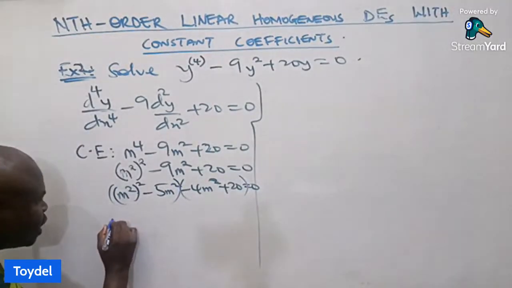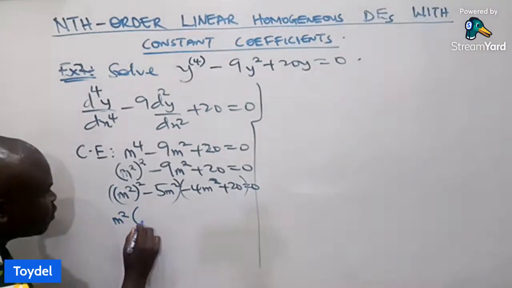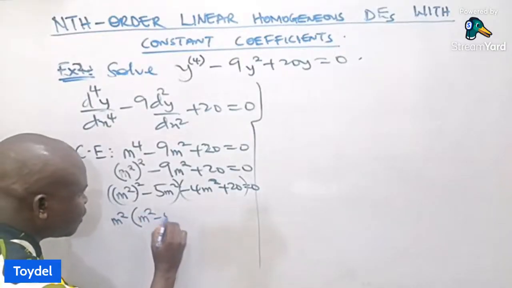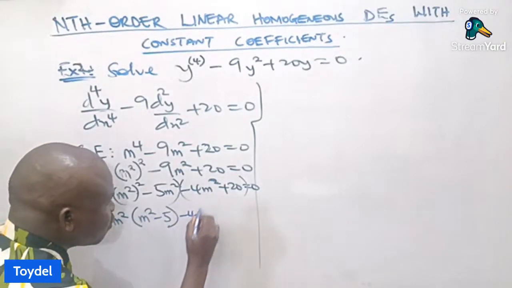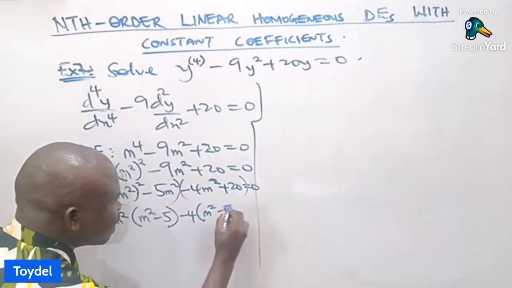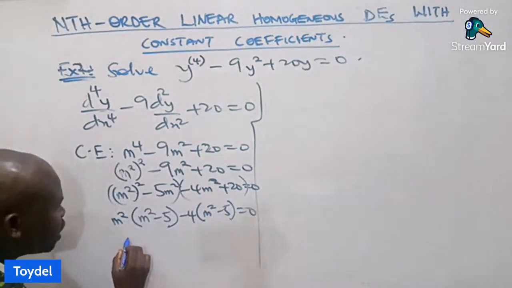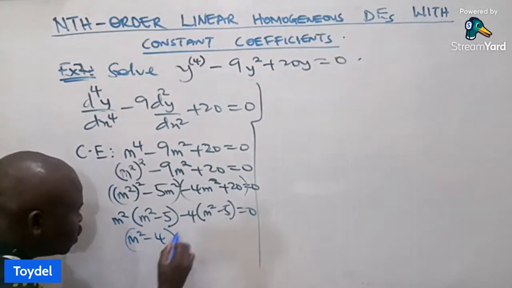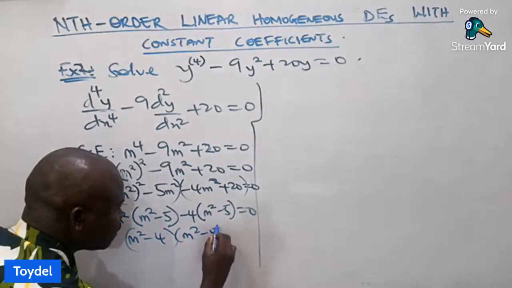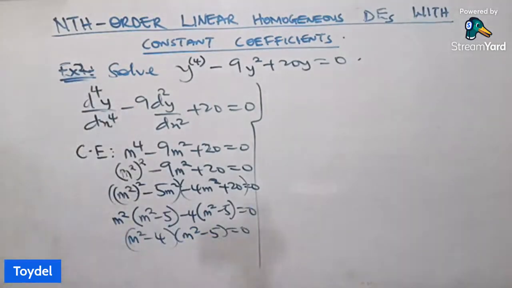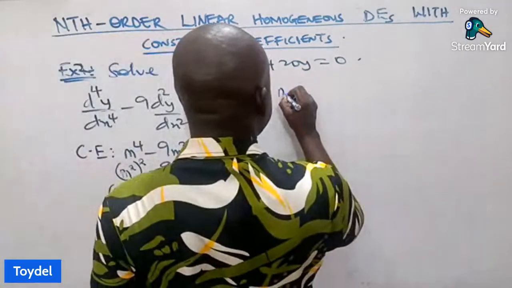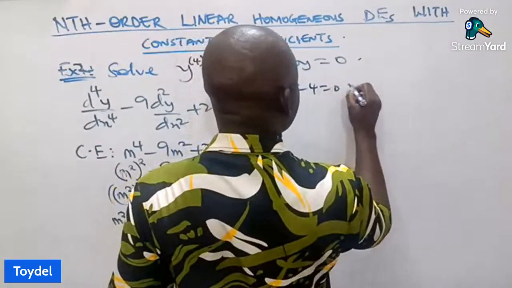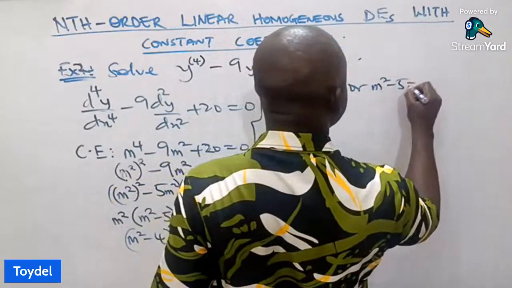What is common here? M squared is common here. We bring out m squared, so we'll be left with m squared minus 5. Then minus 4 is common here. We have m squared minus 5 equal to 0. So at the end of the day, we have m squared minus 4 into brackets m squared minus 5 equal to 0. What can we say about this? This simply means that m squared minus 4 equals 0, or m squared minus 5 equals 0.